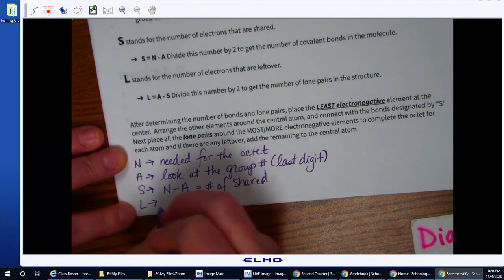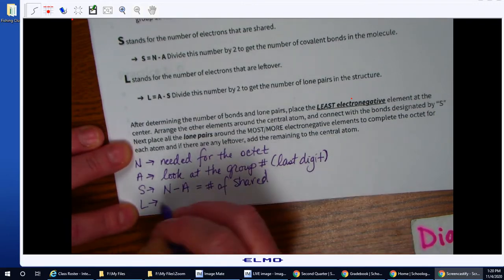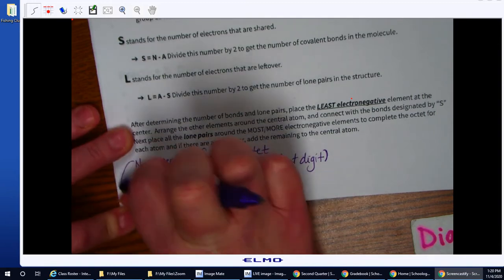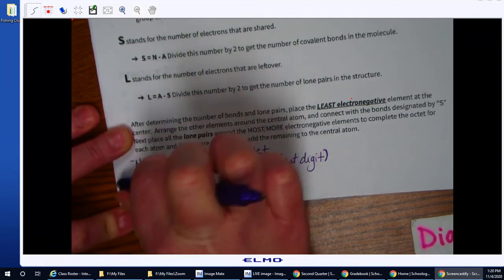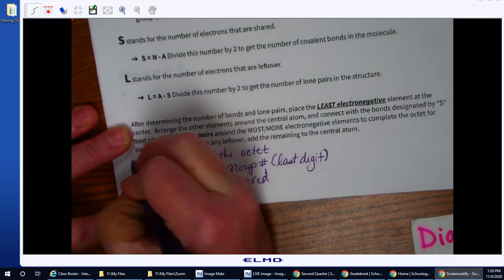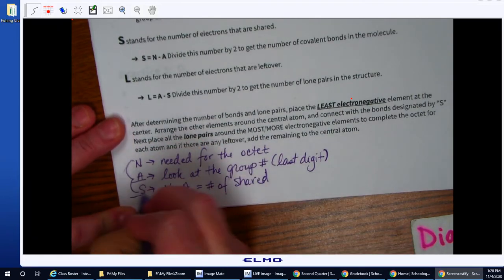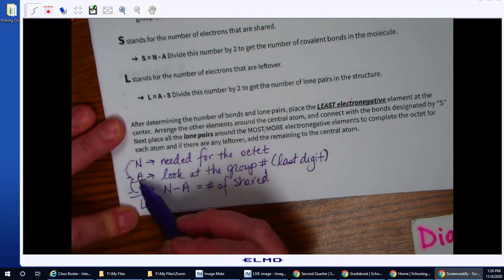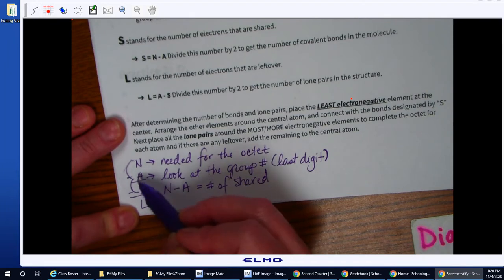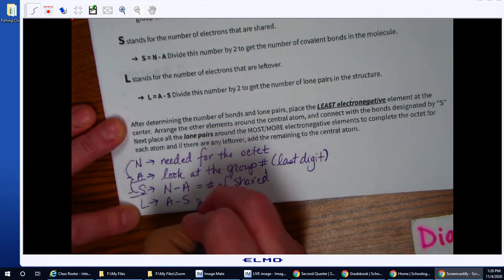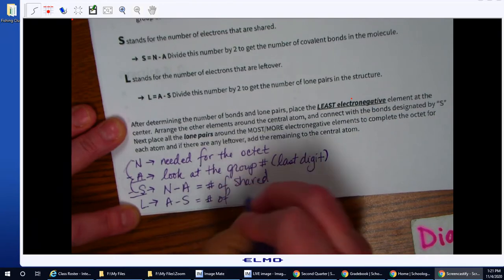And finally, NASL, N-A-S-L, L will tell you the leftovers. And how do I find that? Well, I look at these two. So kind of this funny looking thing there and then there. Subtract and subtract. So N minus A gives you S. A minus S gives you L. So A minus S equals number of leftovers.